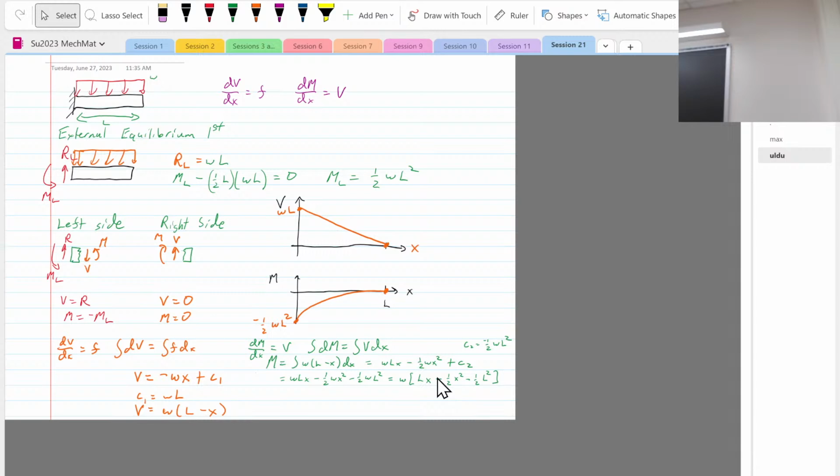Torque, they both have the same units. Right, both a force times distance. One's shear force, one's normal force.